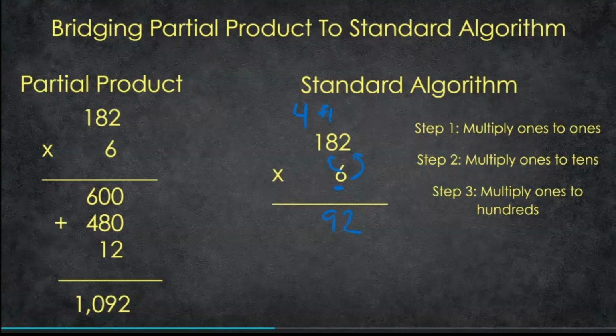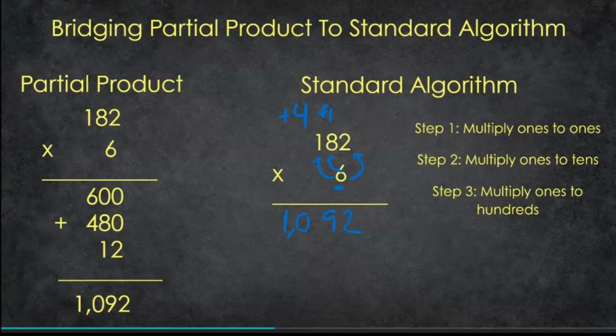And now I'm ready to go to the hundreds. 6 times 100, which is 6, plus the 4 that I shifted over, that's going to give me 10. And you can see our answers match, 1092. So in standard algorithm, we're doing exactly the same thing as partial product. We're just keeping it a little more concise, more efficient, and it's a little bit faster.